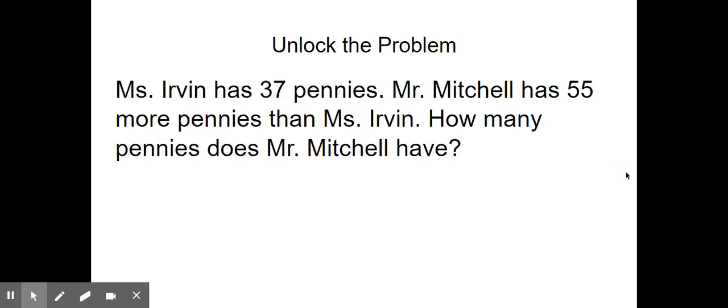We are going to start with unlock the problem. In your packet, you have this problem. Make sure you follow along with me. Let's read it together. Miss Irvin has 37 pennies. Mr. Mitchell has 55 more pennies than Miss Irvin. How many pennies does Mr. Mitchell have?